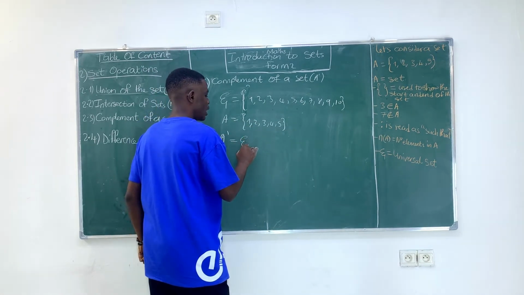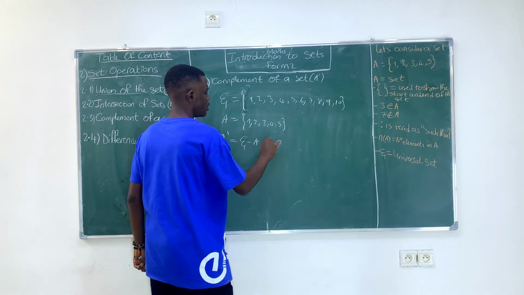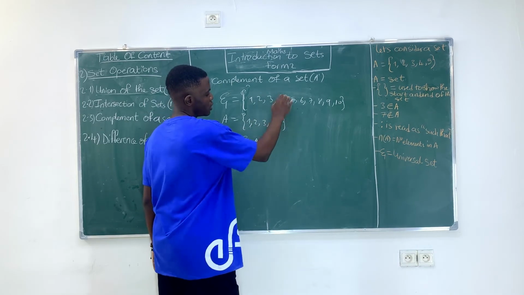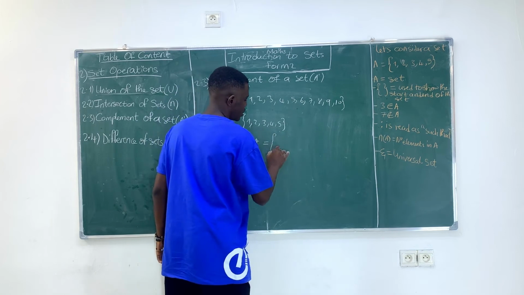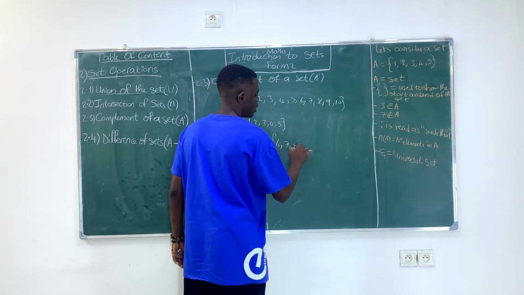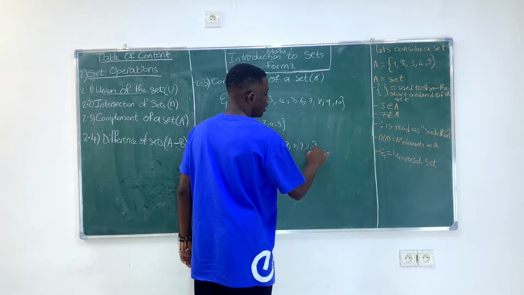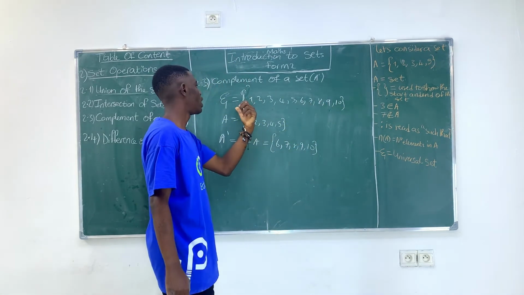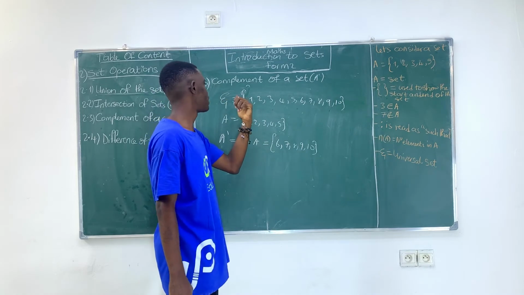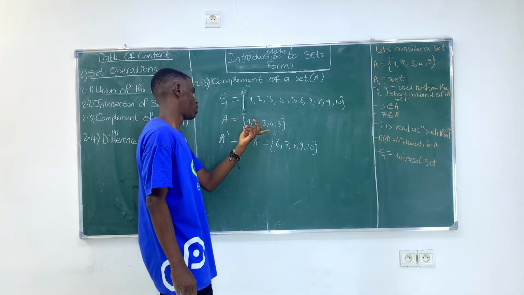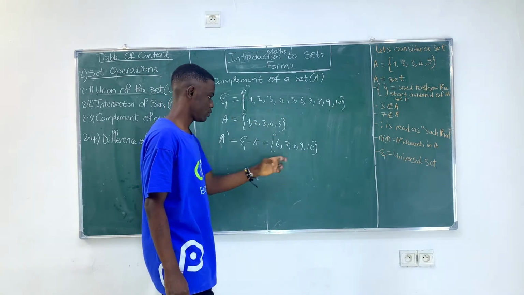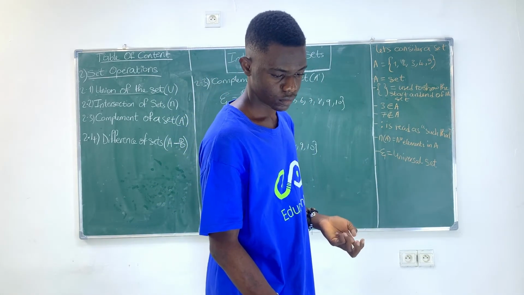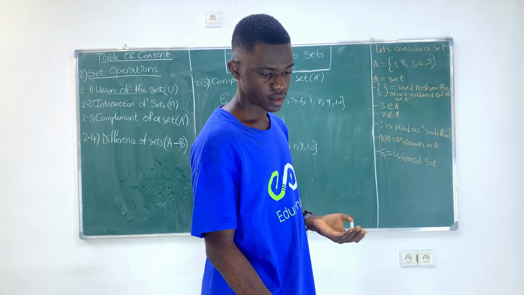We can write your formula, zeta minus A, is equal to, 1 is here, 2 is here, 3 is here, 4 is here, 5 is here. So it is 6, 7, 8, 9, and 10, because from 6 to 10 are the values which are in our universal set zeta, which are not in A. That is our A prime. So yes, that is it.